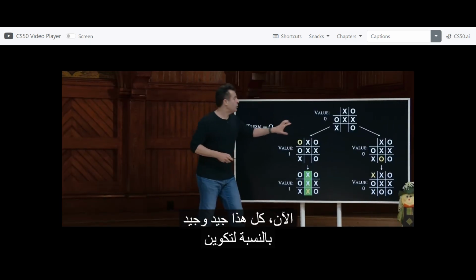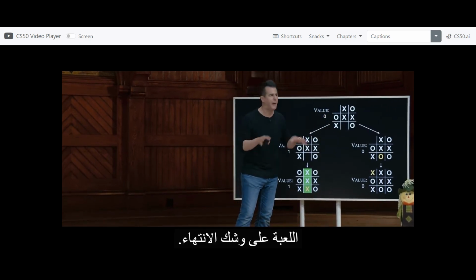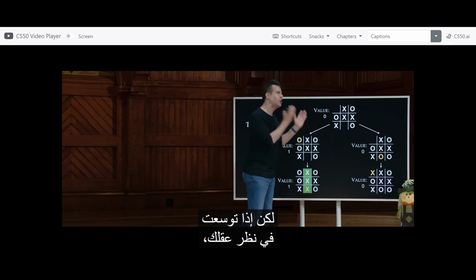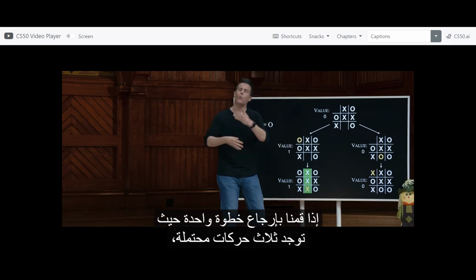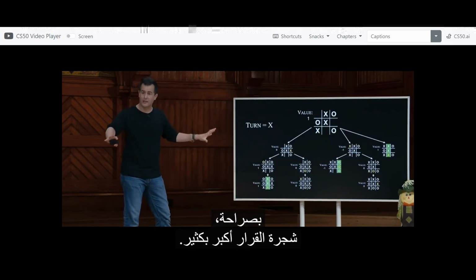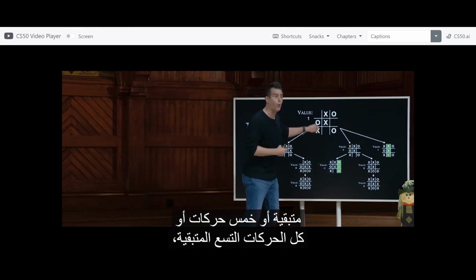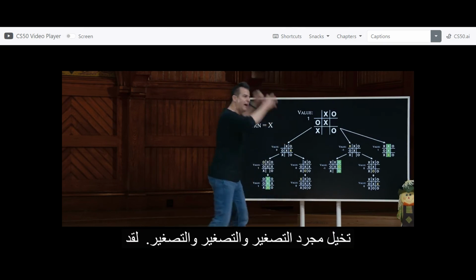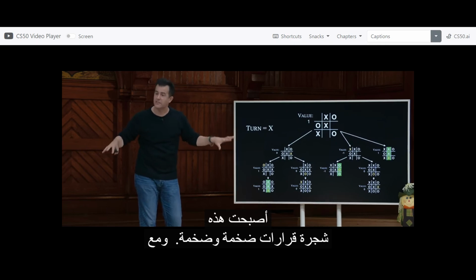Now, this is all fine and good for a configuration of the board that's almost done. There's only 2 moves left. The game's about to end. But if you expand in your mind's eye, how did we get to this branch of the decision tree? If we rewind 1 step where there's 3 possible moves, frankly, the decision tree is a lot bigger. If we rewind further and have 4 moves left, or 5 moves, or all 9 moves left, imagine just zooming out, out, and out. This is becoming a massive, massive tree of decisions.